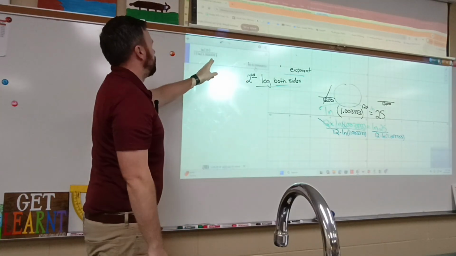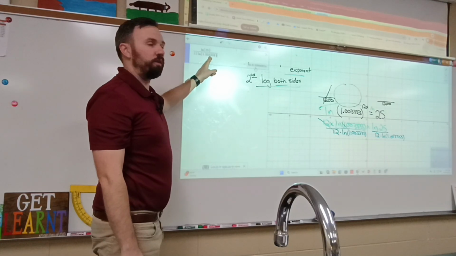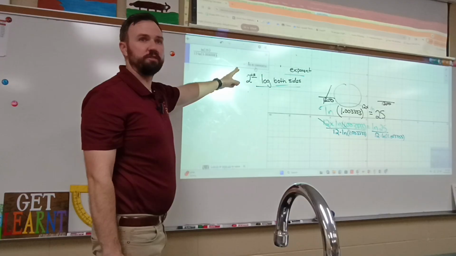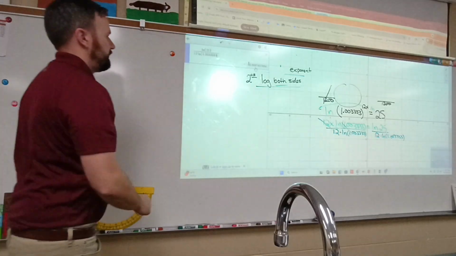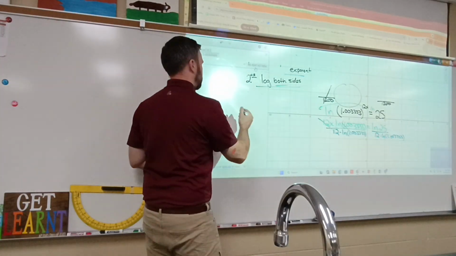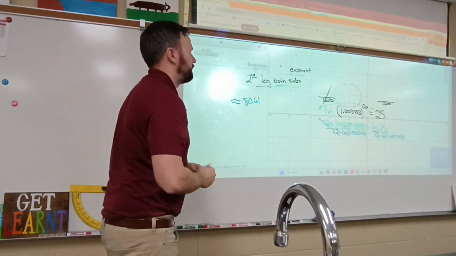The difference between using 1.003 and my answer was 89. When I had the four 3s after, I got 80.61. So that's how big of a difference that small fraction makes on exponential functions. Again, 1.003 got me 89.55. 1.003333 got me 80. That's a big difference. 6 decimal points will get you there. So watch out. The answer is 80.61, approximately. So be careful.